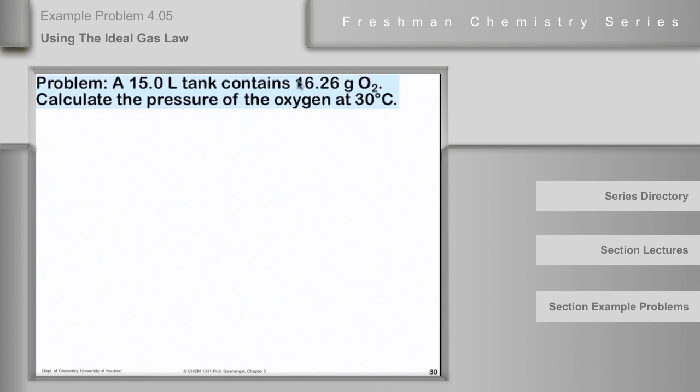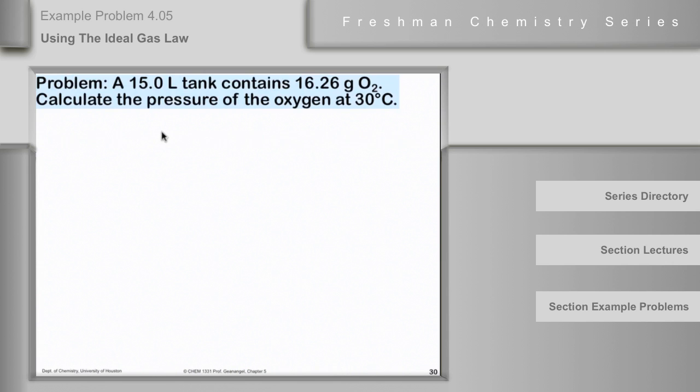A 15-liter tank contains 16.26 grams of dioxygen. Calculate the pressure of the oxygen at 30 degrees Celsius. Is there a change? There's no change, is there? So we don't need to use the combined gas law. We can use the ideal gas law, which is simpler in one way.